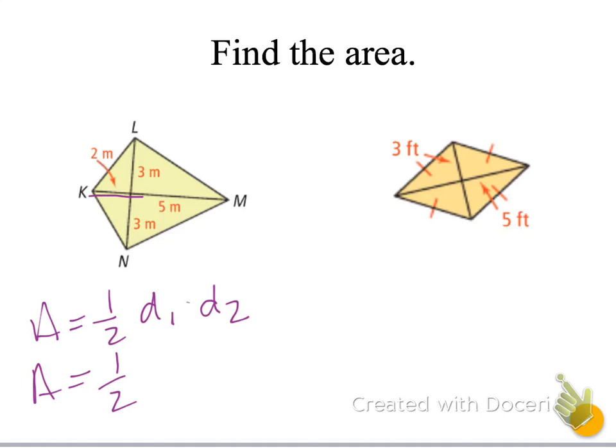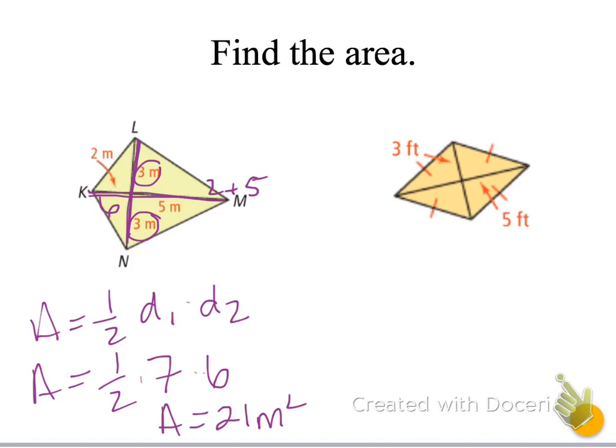So I want to know this full length, so I'm going to have to do 2 plus 5 to get that full length, so 7. And then I need this full length, so I'm going to take this 3 plus this 3 to get that entire length to be 6, so times 6. So I'm going to do 0.5 times 7 times 6, or 1/2 times 7 times 6. So my area for this is going to be 21 meters squared.